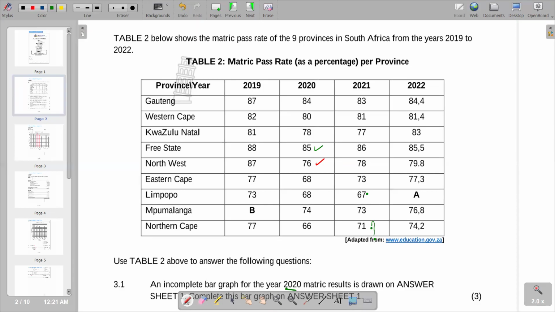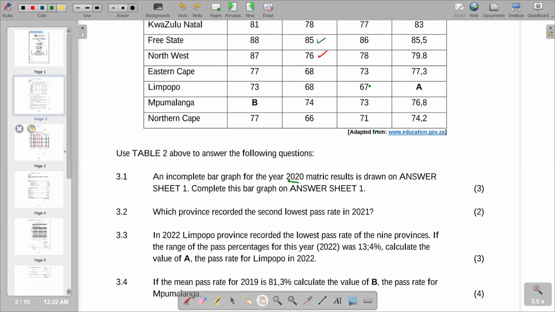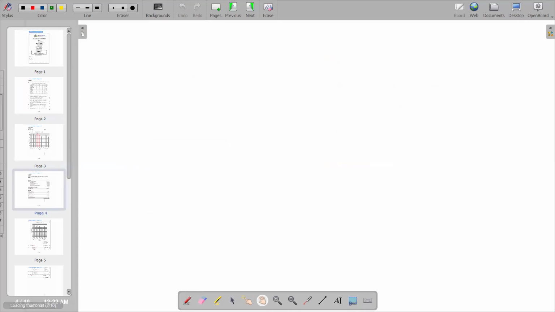So on our answer section, we are just going to write our Northern Cape for 3.2.